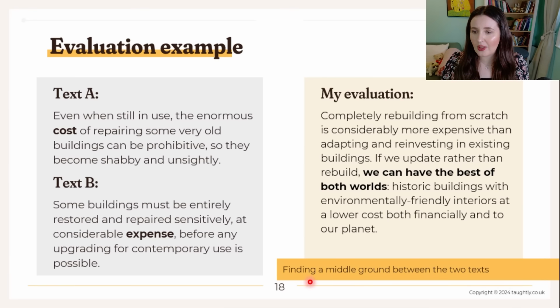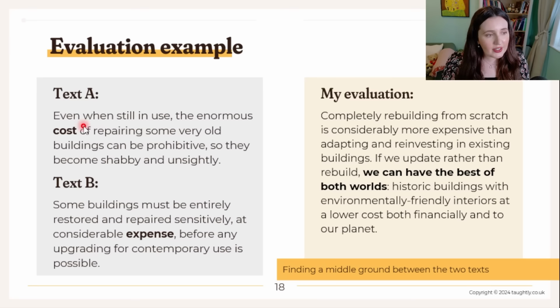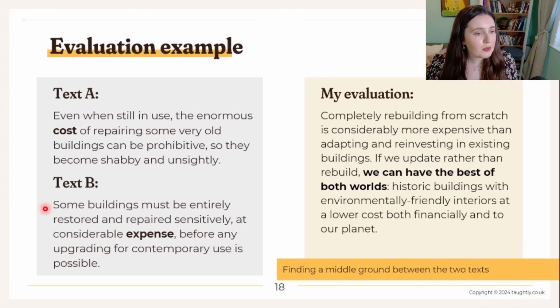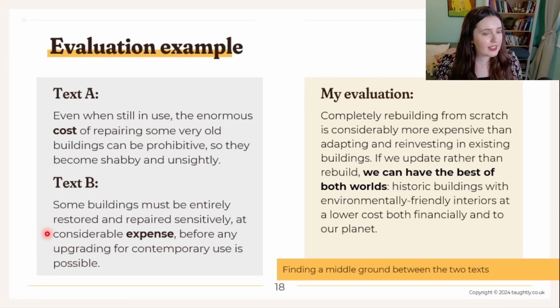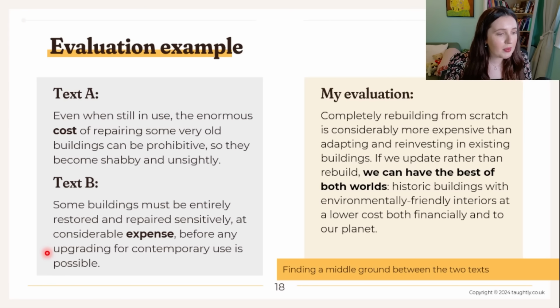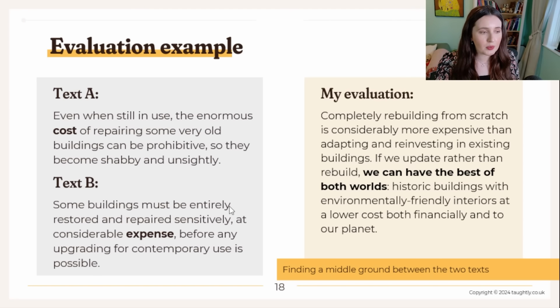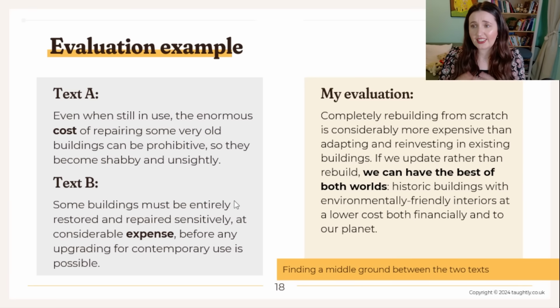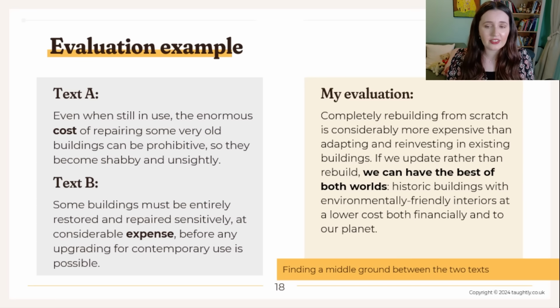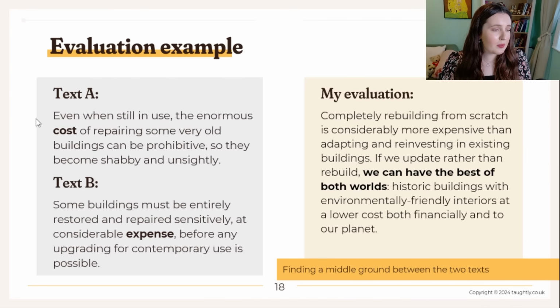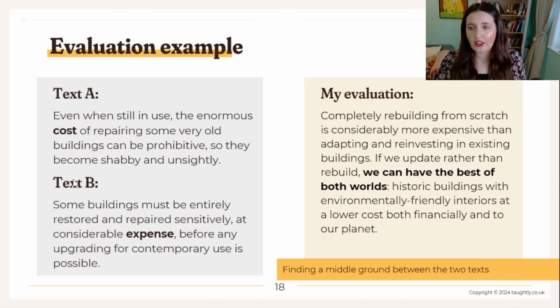The next example is another example of finding that middle ground, that compromise between the two texts. In text A it says, even when still in use, the enormous cost of repairing some very old buildings can be prohibitive, so they become shabby and unsightly. And in text B, some buildings must entirely be restored and repaired sensitively at considerable expense before upgrading for contemporary use is possible. So they've both got this idea of cost, of it being expensive. It's expensive to repair the buildings, basically, is what they're arguing.